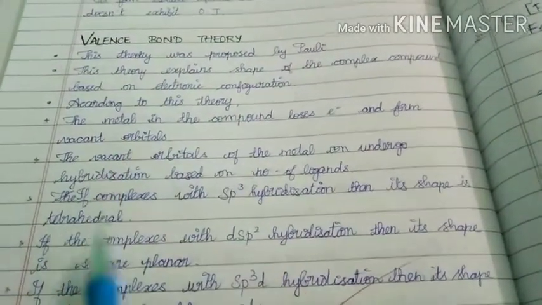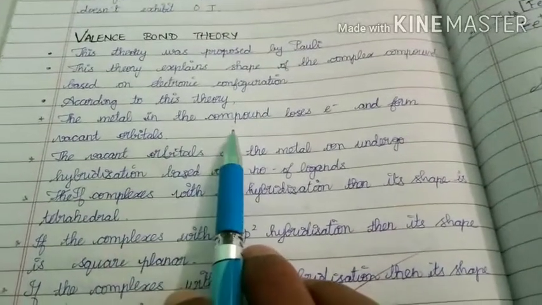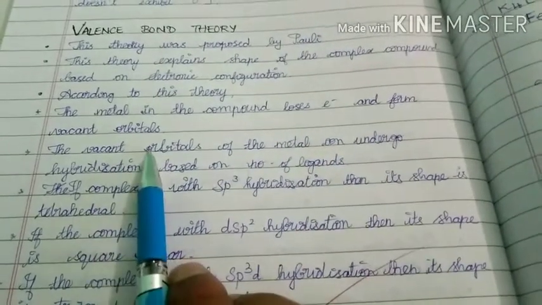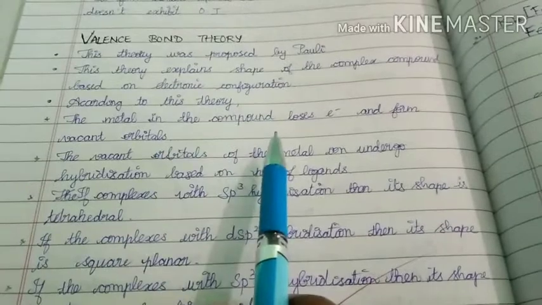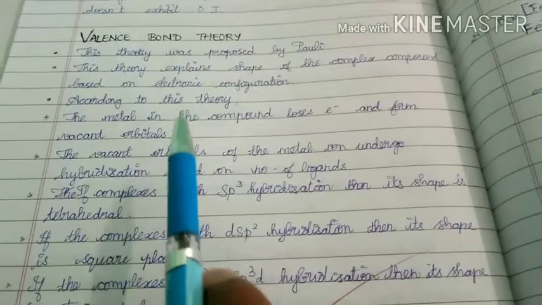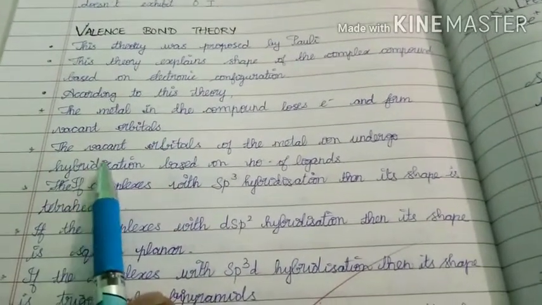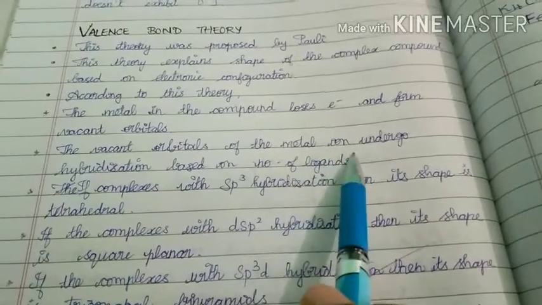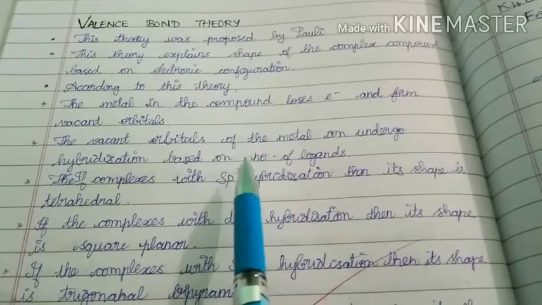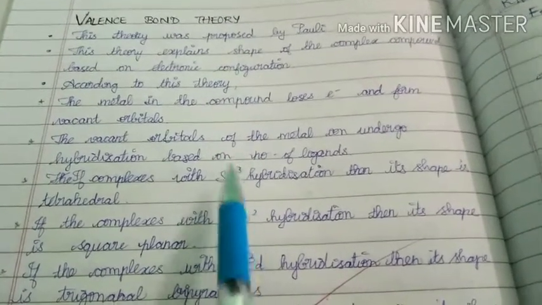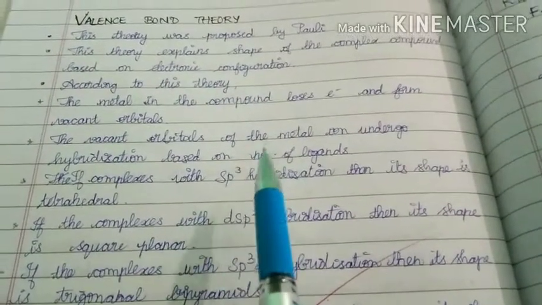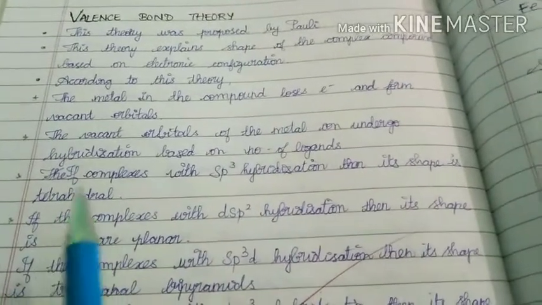According to this theory, that means postulates, the metal in the complex compound loses electrons and forms vacant orbitals. We know that metals attach with ligands. Every metal possesses positive charge because the metal loses electrons. The vacant orbitals of the metal ion undergo hybridization based on the number of ligands. That means after losing electrons by the metal atom, the metal ion has vacant orbitals, and those vacant orbitals only undergo hybridization based on the number of ligands.